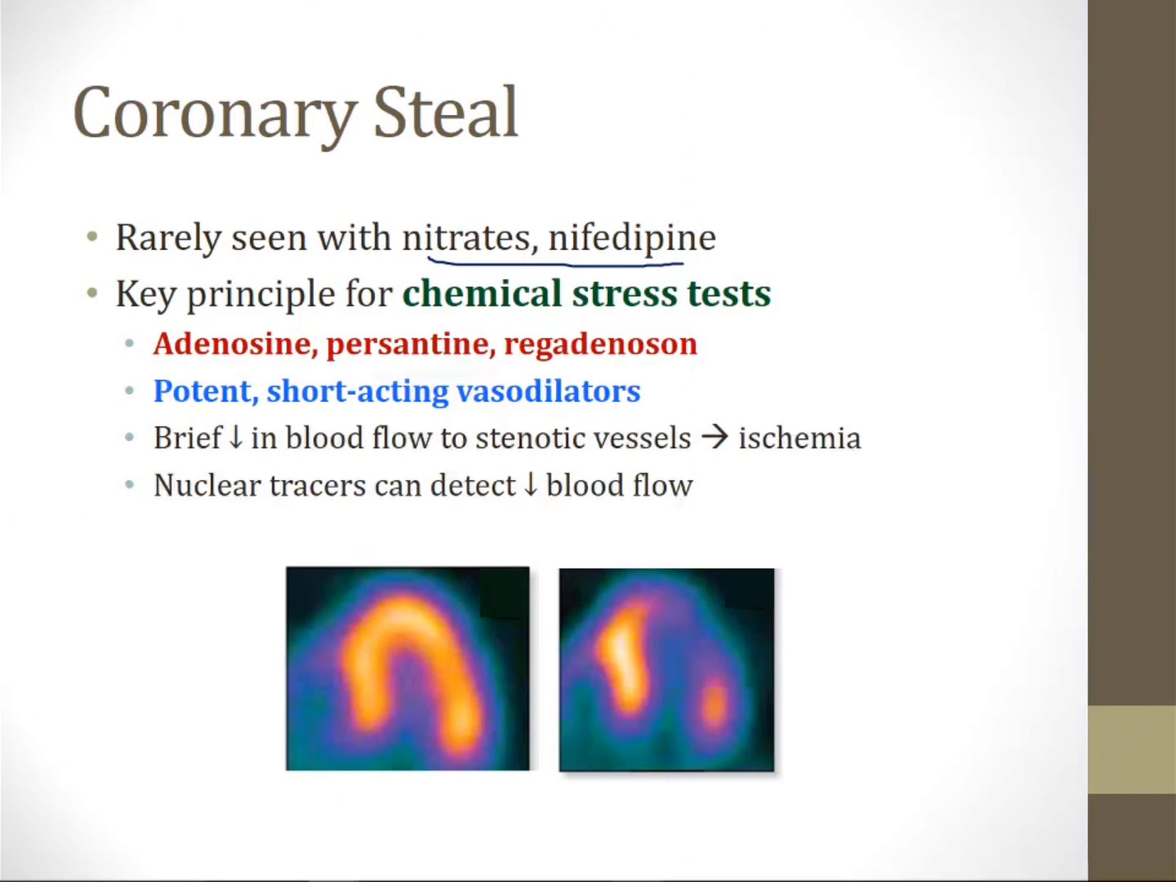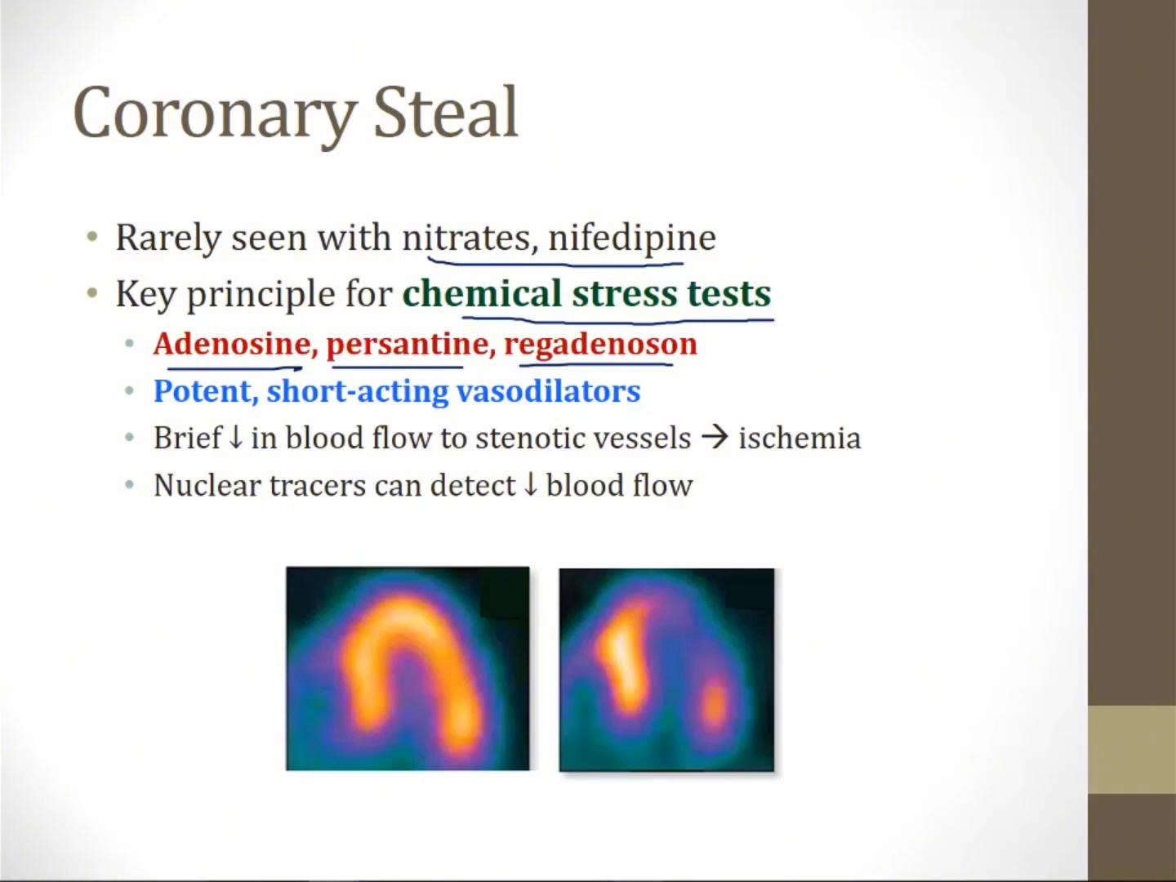The one time coronary steal has clinical relevance is when it comes to chemical stress testing. Some patients have arthritis or other conditions that prohibit them from walking on a treadmill for a stress test. In this situation, we use vasodilators to induce coronary steal to test for ischemia. The vasodilators that are used for this purpose are adenosine, persantine, and regadenoson.